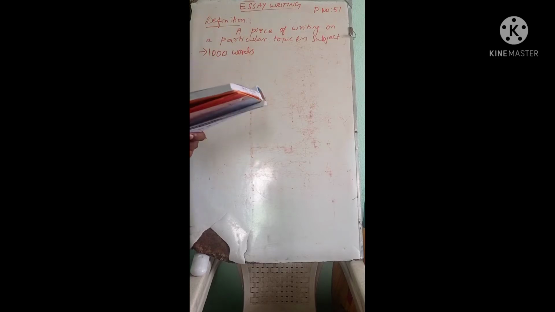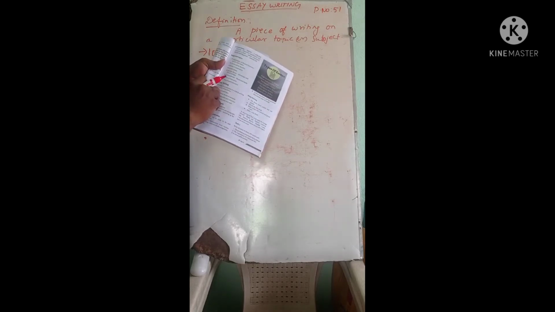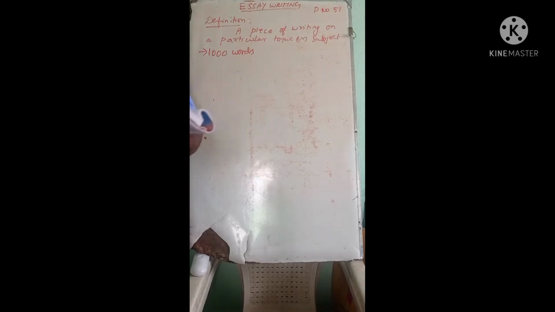Clear? See, what is the definition in your text. An essay is an attempt or a trial in writing a piece of composition. See, on your page number 51, it is there. A piece of composition. A piece of writing, there's no difference. Clear? It should be written on a particular topic.